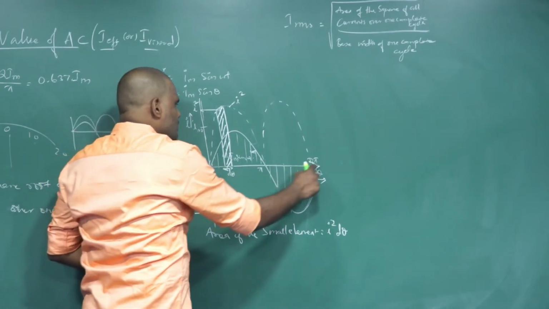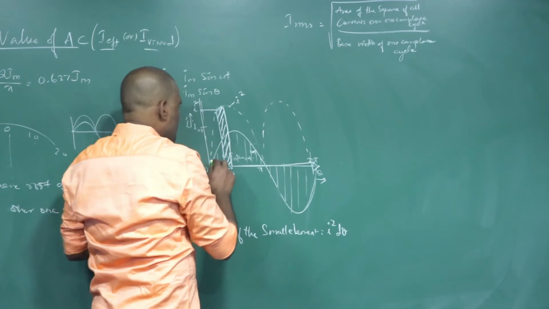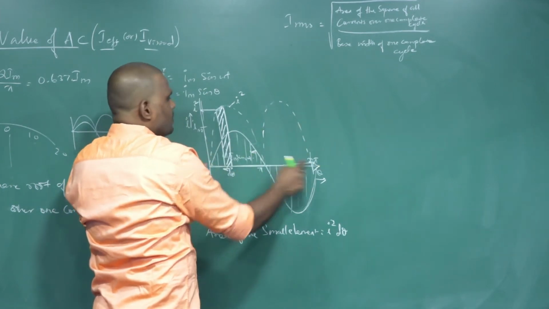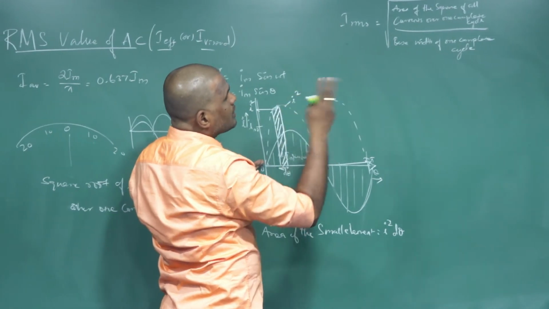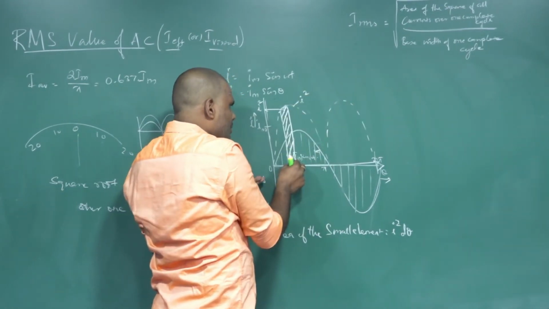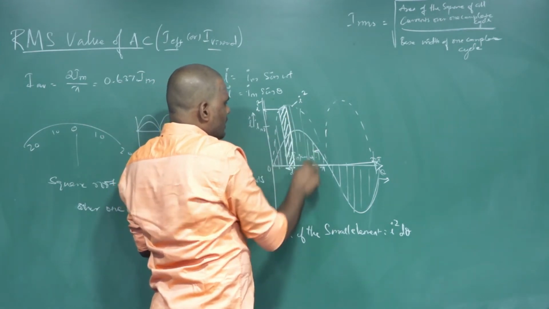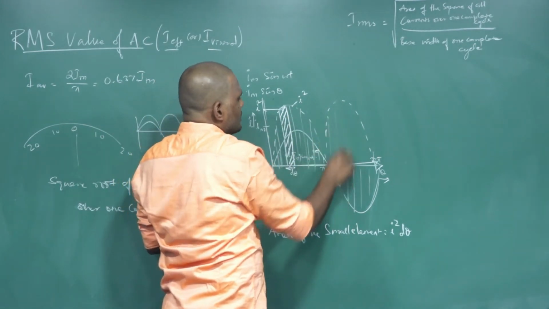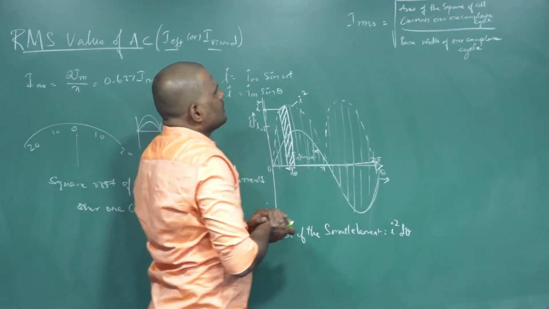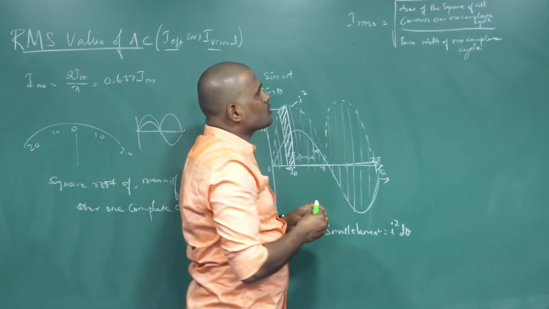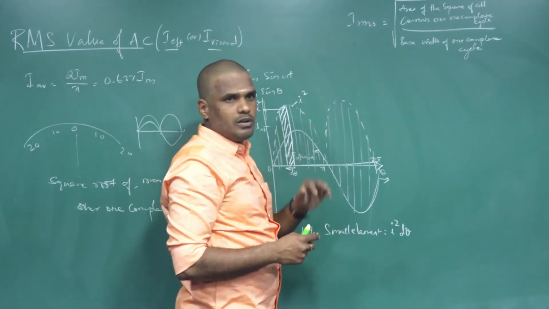What is the base width of the square of the current? See, 0 to pi, pi to 2 pi. So, the total base width of the squared currents is 0 to 2 pi. Then the area of the square of all currents over one complete cycle. This is a small element I have assumed. Then I can divide this entire squared curve into so many such small elements. If I sum up all the currents, then I will get the total value of the square of all the currents. If I divide it by the base width, then I will get the RMS value of current.